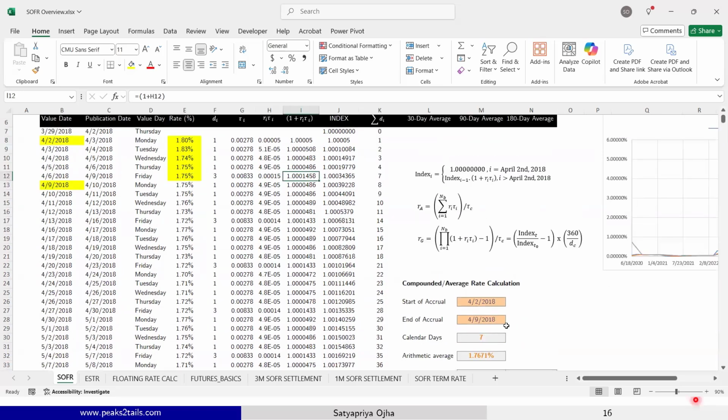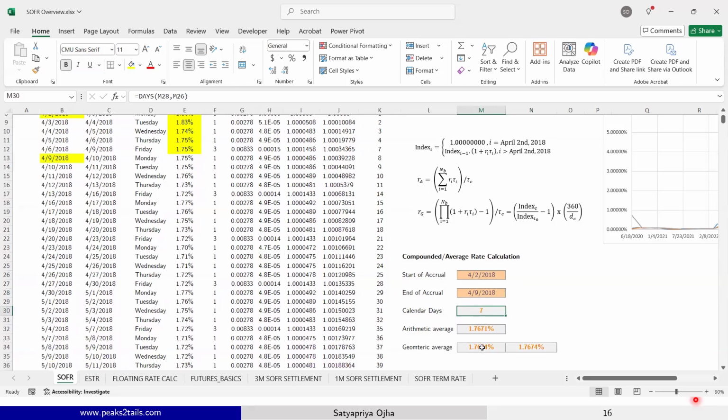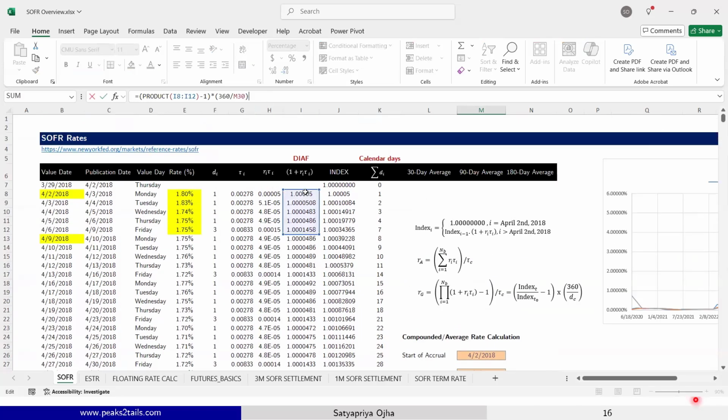Get all those, and then you multiply, do minus 1, annualize. These are the steps. So let's go through the steps here. This is my accrual period of 1 week. Start day is 4/2, end date is 4/9. In between that, we have an entire week, so 7 calendar days. Let's do the geometric average first, then I'll talk about the arithmetic average. Geometric average, as we discussed, is very simple. Product of all these 1 plus r tau, just multiply them. That's the total growth factor over the entire week. Minus 1 gives you the interest amount. Then you annualize, so times 360 divided by 7. 7 is the number of days in that week.